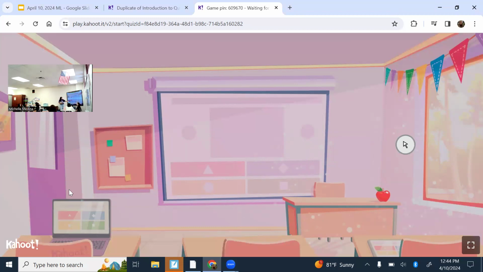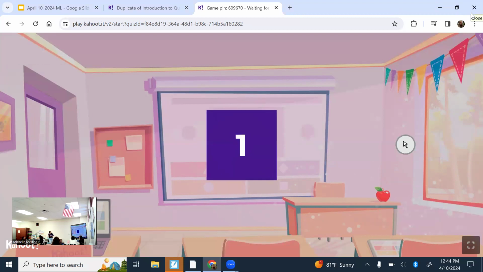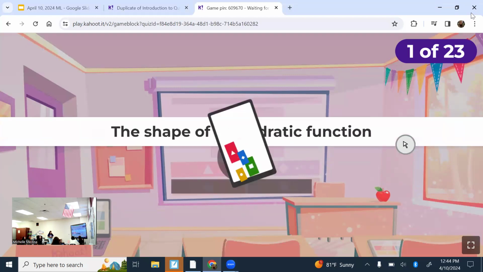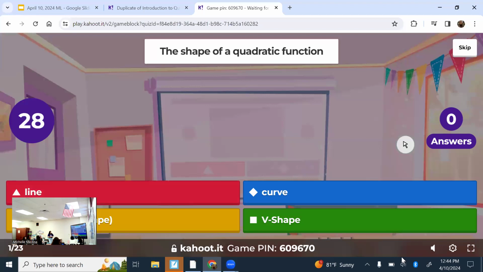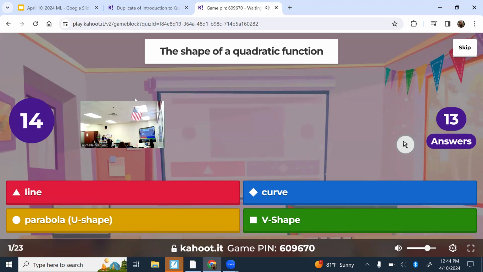But here's the first one for the review. Take notes as you go. That's your points for the day. It's going in the assessment category for math lab. Okay, the shape of the quadratic function matches which description best? The quadratic function is a line, curve, parabola, shape.